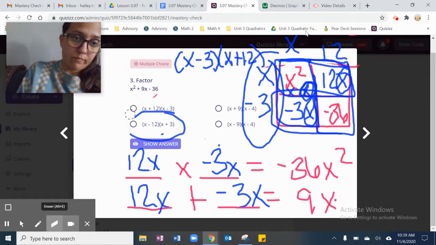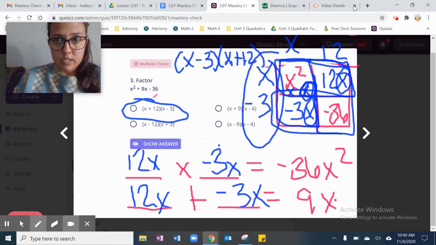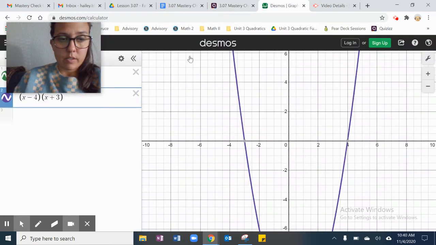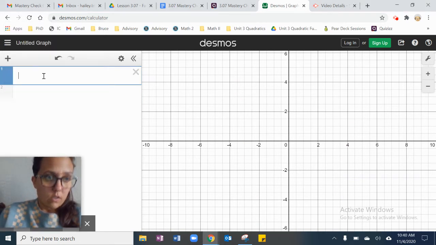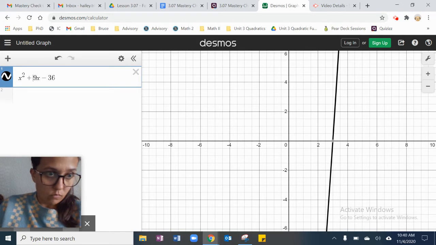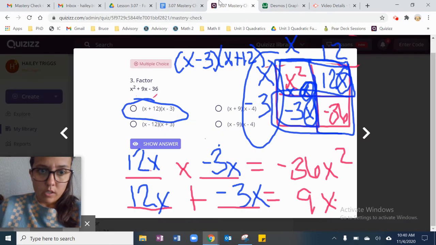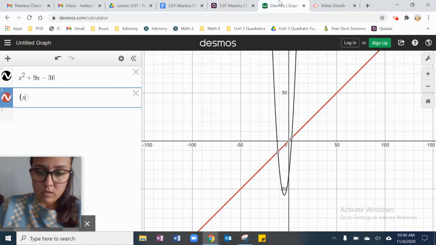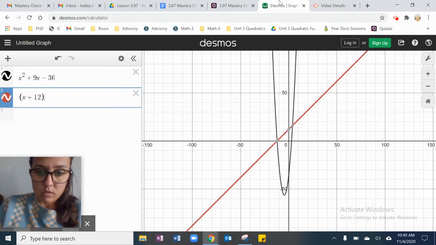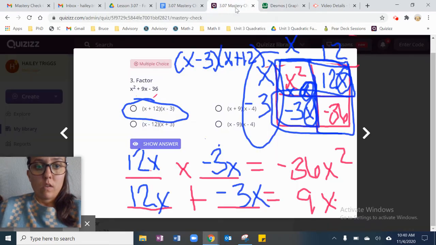Oh, wrong one. So now let's put that into Desmos. x minus 3 times x plus 12, then x squared plus 9x minus 36. I'm going to zoom out to see what this looks like. Okay, there's my parabola. And then x plus 12 times x minus 3. And they are perfectly on top of each other, so our work is correct. All right.